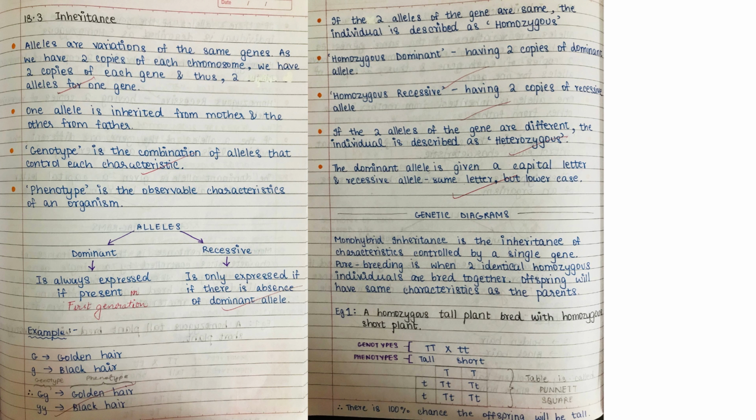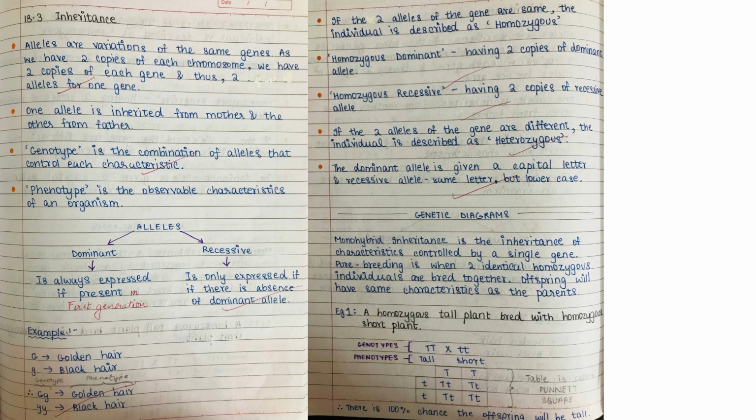Monohybrid inheritance is the inheritance of characteristics which are controlled by a single gene. 2 identical homozygous individuals that breed together can be called pure breeding because they only pass one allele and therefore there will be only one phenotype.